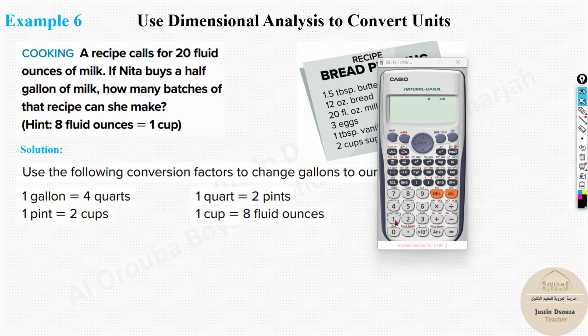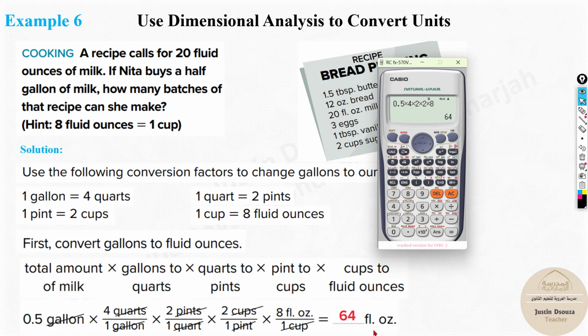Now you can do one thing. How much is it? Half gallon, that is 0.5 gallon, multiplied with 4. This is the number of quarts. Now multiply these quarts with 2 pints. Now you're getting 4 pints. Multiply this with 2 cups. You're getting 8 cups in total. And lastly, you can multiply with 8 ounces. Whatever milk she has bought, she has totally 64 fluid ounces of milk. So this is how we can convert easily and directly.